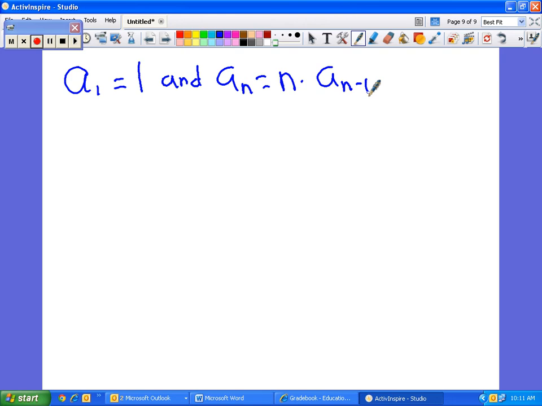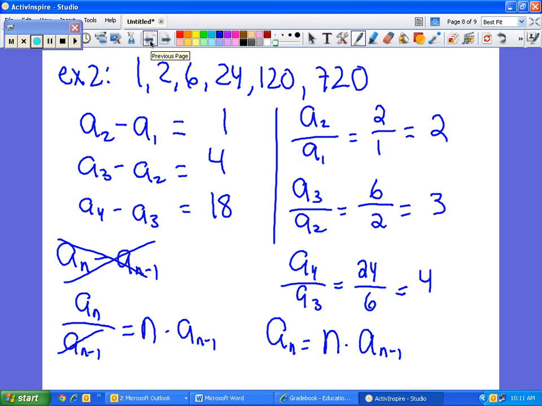But this is really the important part, figuring out what's going on in the problem. As you can see, it's not always going to be simple subtraction. And in this case, it was simple division. It's not always going to be simple division. You have to keep trying different things till you get one that fits. Any questions?